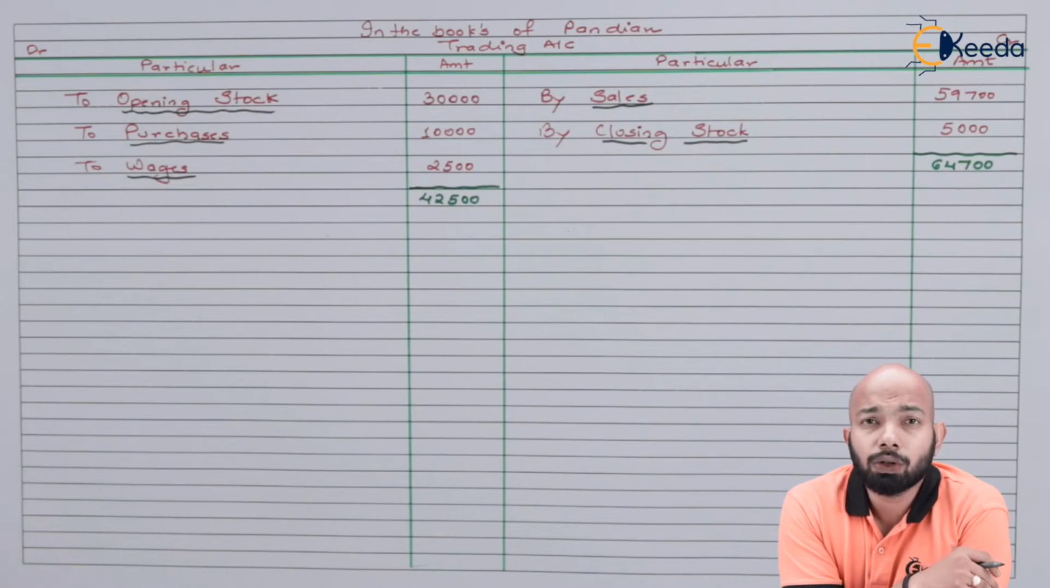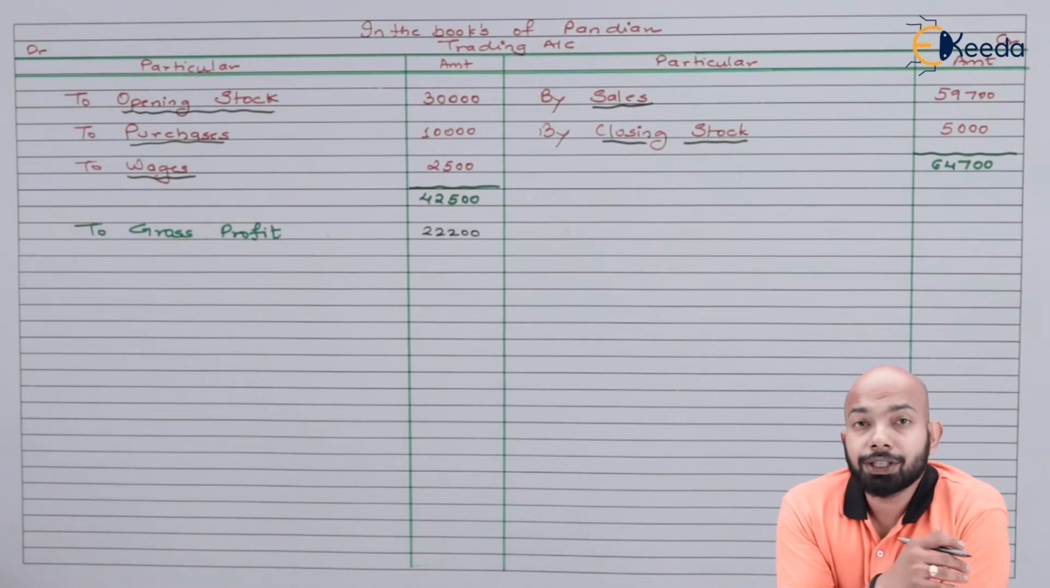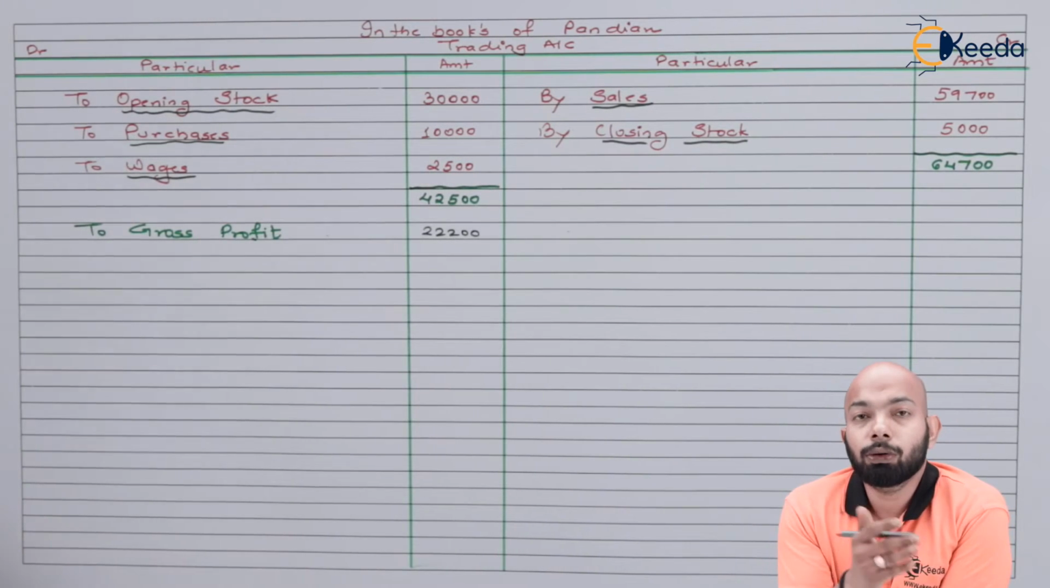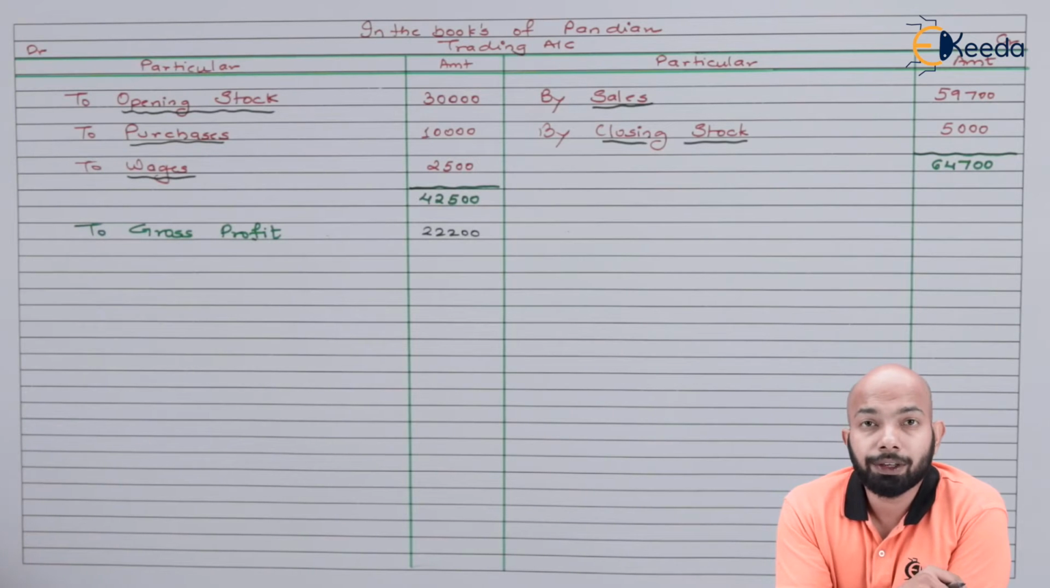Let's figure out how much is the gross profit. So, gross profit has been mentioned as 22,200. That will be carried forward in the preparation of the profit and loss account. Let's close this trading account here.